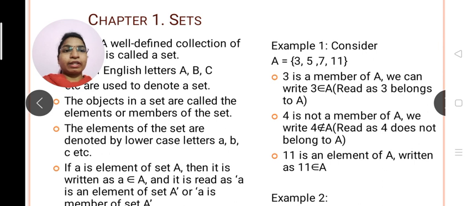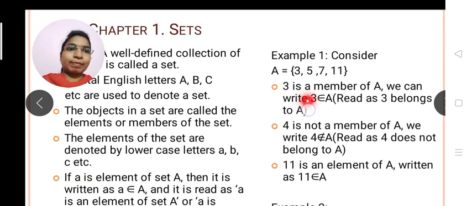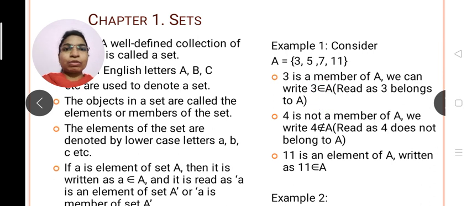So these are the important things. And how to write the member and element of a set, that I also explained by using the belongs to sign. It is not compulsory that you have to say "belongs to". You can say that 3 is an element of set A, or 3 is a member of set A. In this way also you can read it.